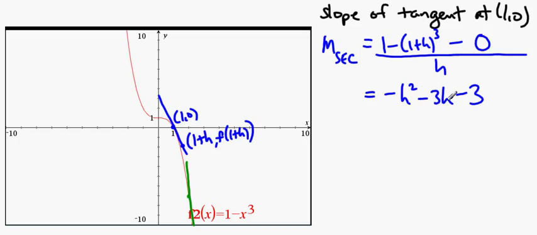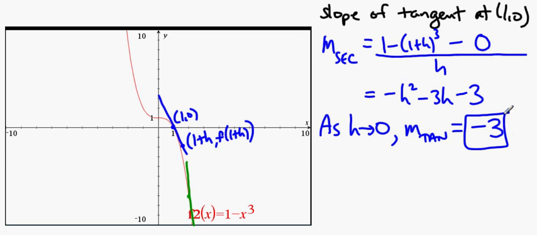Now, I'm not interested in the slope of the secant. I'm interested in what happens as h gets closer and closer to 0. Because as h gets closer and closer to 0, the slope of the secant becomes the slope of the tangent. And as h gets closer and closer to 0, this gets closer and closer to 0, this gets closer and closer to 0, that's all that's left. The slope of the tangent line is negative 3.